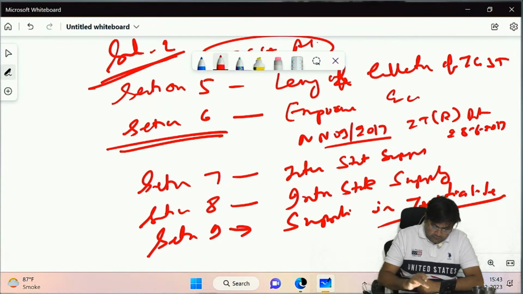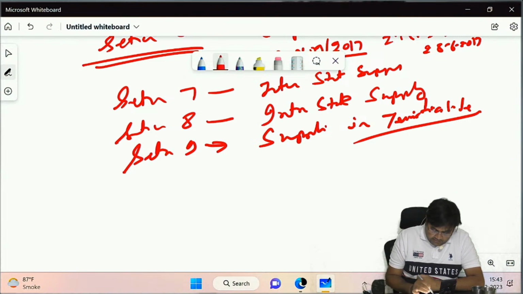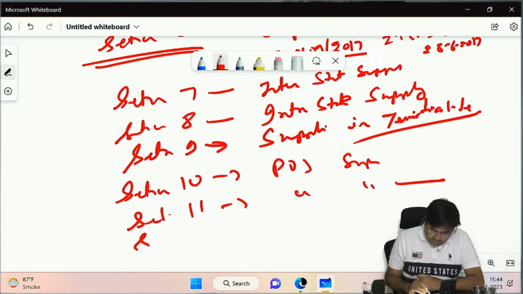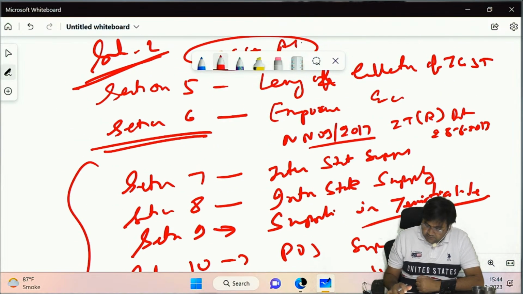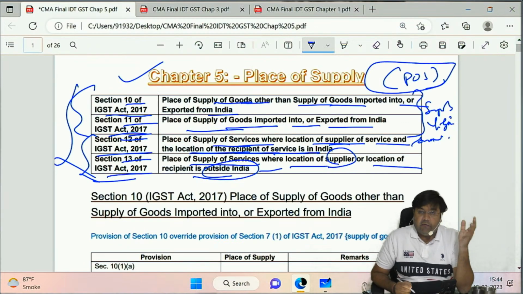Okay, so we already covered section 2, section 5, section 6, section 7, section 8, section 9 of IGST, and after completing this chapter we are going to also complete section 10 POS, supply of goods, section 11 POS, supply of goods, but that is for international, then section 12 and section 13 which is related to supply of services. So after this chapter almost all these sections we are going to cover. So basically we would have completed this section after completing this chapter.